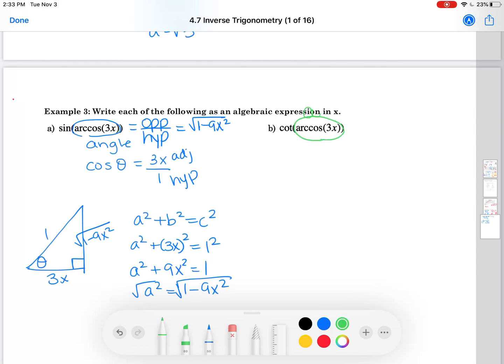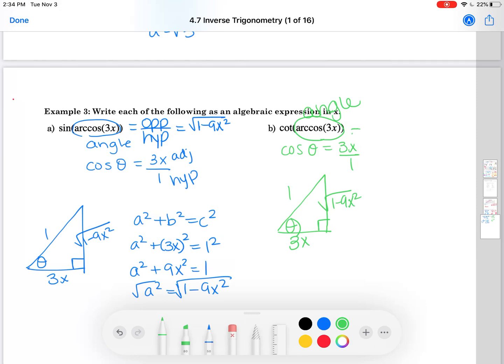All right, how about the next one? So on the inside again, remember this is representing an angle. So what this means is that cosine of an angle is equal to 3x, technically over 1. In reality, it is the same triangle because it's the same numbers. It just is a coincidence here, so 3x and 1. We don't have to use the Pythagorean theorem again because it's the same problem, 1 minus 9x squared.